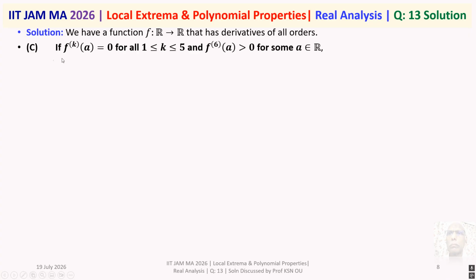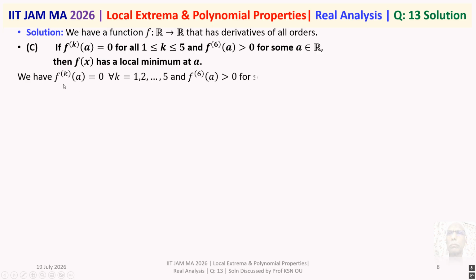Let's go to option C. If the kth derivative of f at a is 0 for all 1 less than or equal to k less than or equal to 5, and the sixth derivative at a is greater than 0 for some a belongs to R, then f of x has a local minimum at a. We have the kth derivative of f at a is 0 for all k equal to 1, 2, 3, 4, 5, and the sixth derivative of f at a is greater than 0 for some a belongs to R.